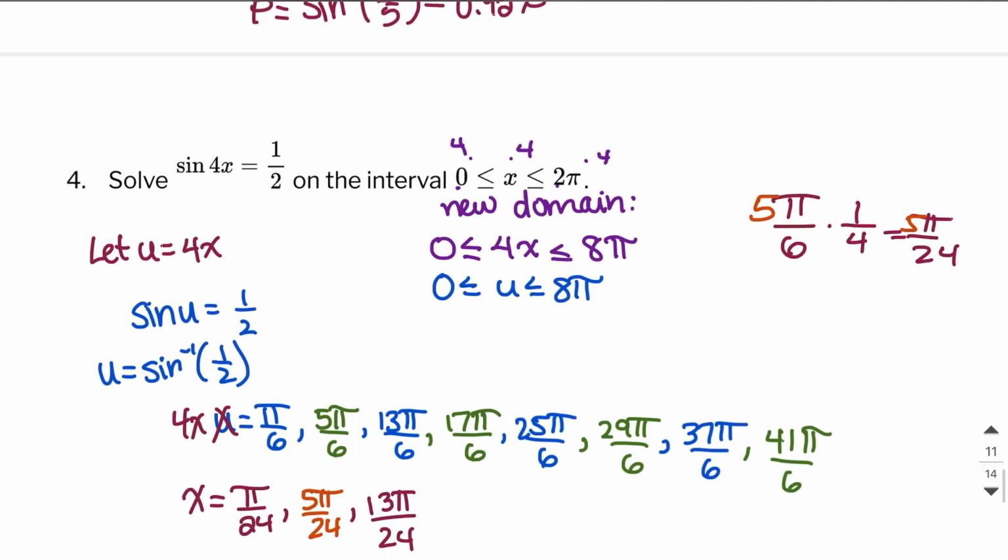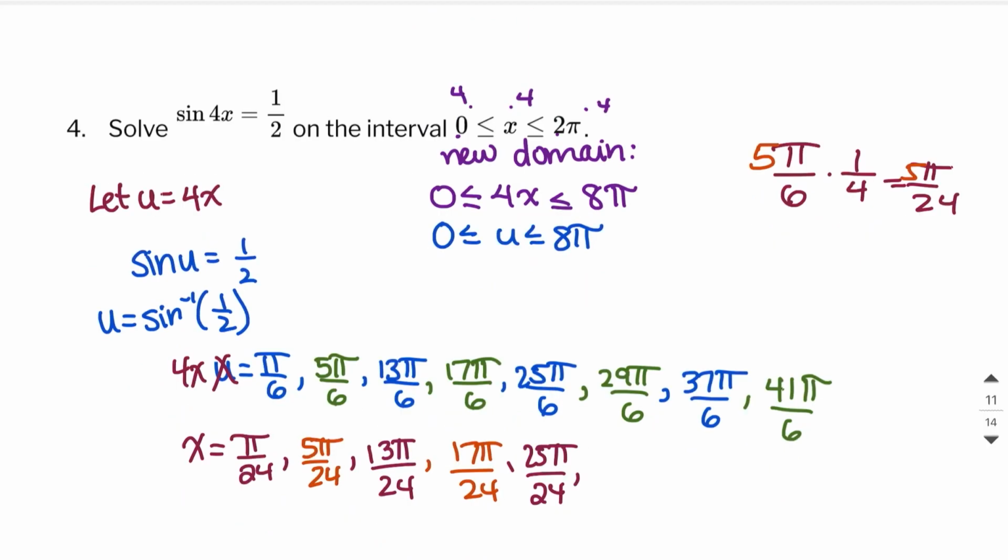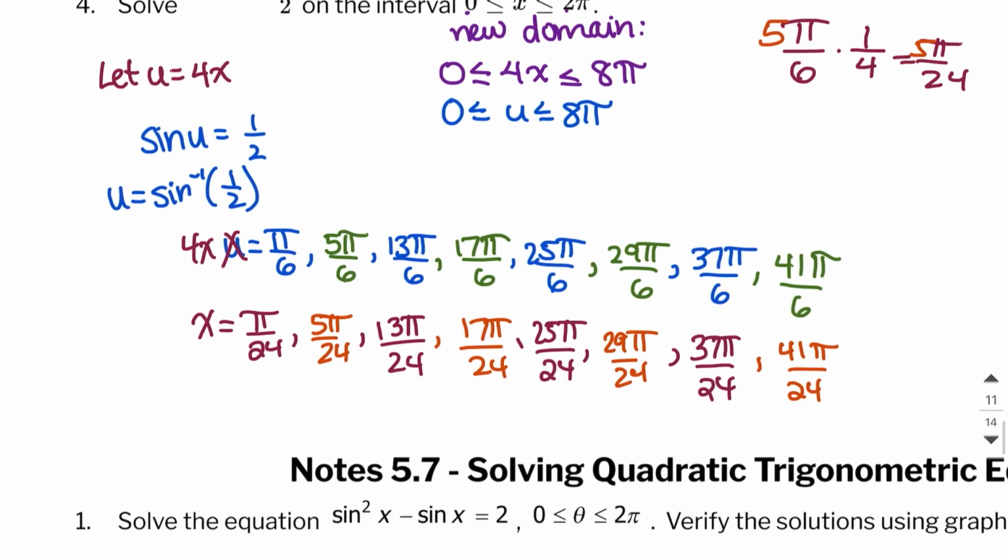I am color coding this in 2 different colors on purpose. I'll explain why in a minute, but let's just go ahead and write out all of our solutions first. So we get 25 pi over 24. I'm going to skip and do the next one in red. So I'd get 37 pi over 24. And then my answer that corresponds with this 29 pi over 6 would give me 29 pi over 24. And then my last one would be 41 pi over 24. And these right here are my solutions, okay?